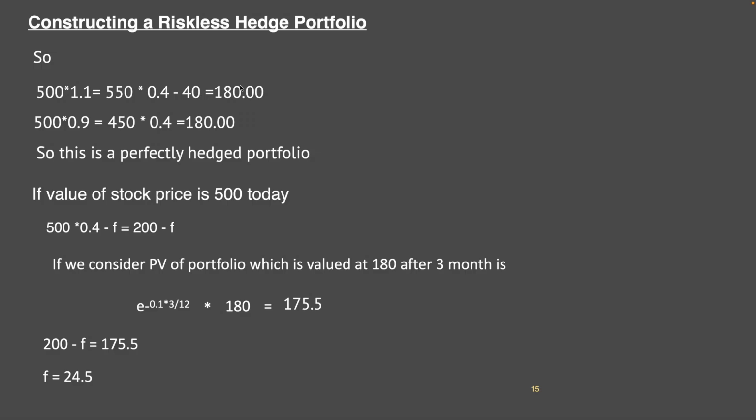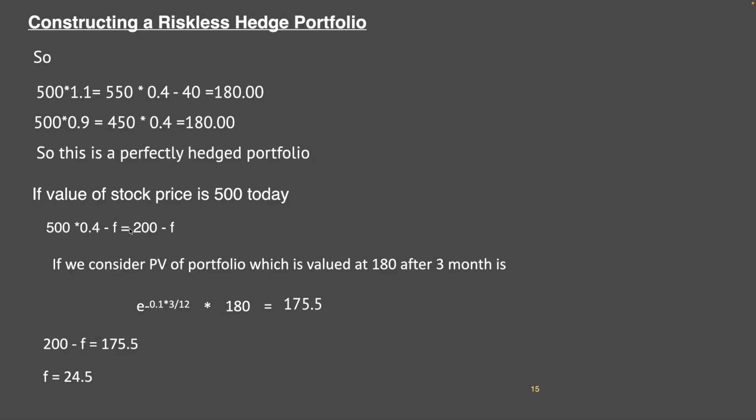Since you have hedged the portfolio with 0.4, whether the underlying price moves up or moves down, or the option price moves up or moves down, your portfolio value will remain the same, 180, at the end of 3 months, or time period capital T. This is the value of the portfolio after 3 months, so we have to calculate the present value using the continuous compounding method. So you get 175.5. Here 500 into 0.4 is 200 minus F.